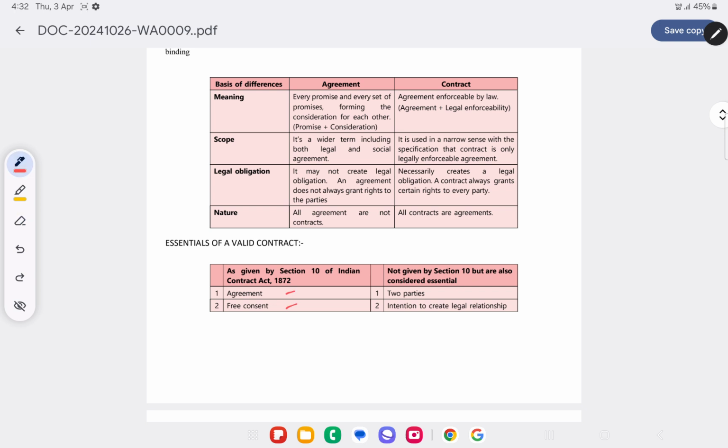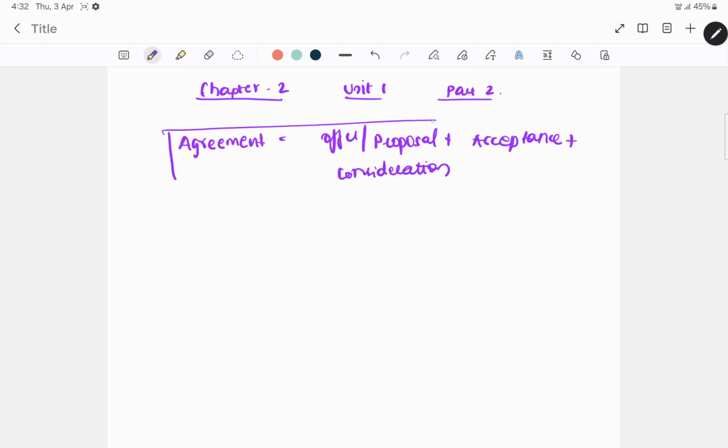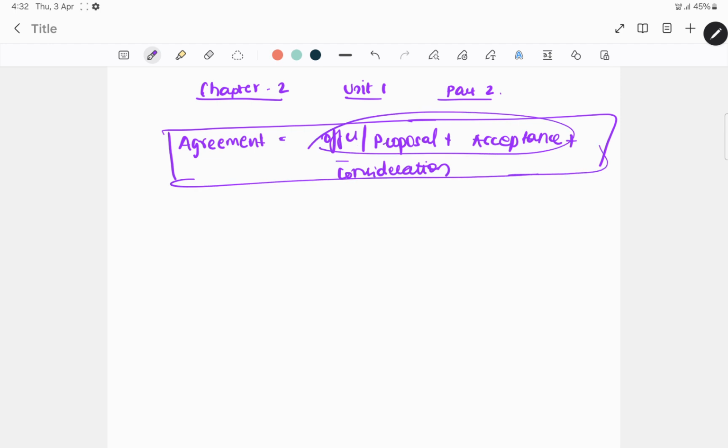So what do you mean by agreement? Yesterday we saw about agreement and contract. Agreement is nothing but when a party makes an offer or proposal, plus when another party accepts the same for a consideration. So that's what we call an agreement: offer or proposal plus acceptance plus consideration. Now, offer or proposal plus acceptance is called a promise. So agreement is basically a promise plus consideration, and this agreement can be of two types.